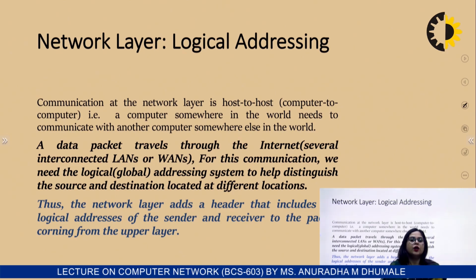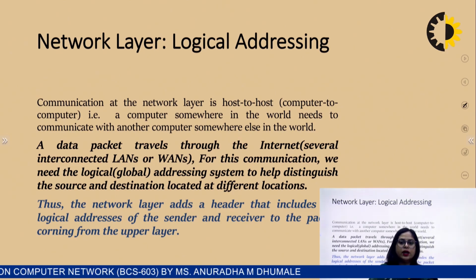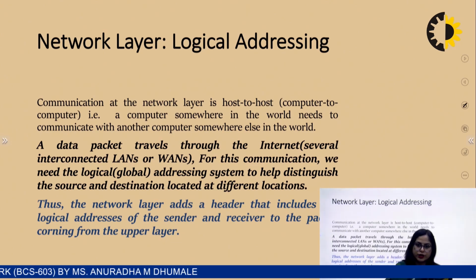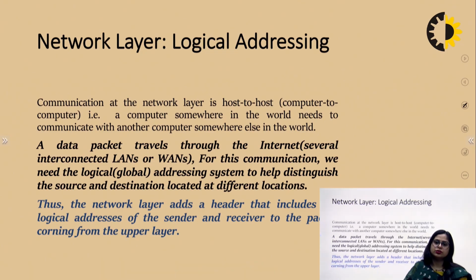After that, logical addressing. In the network layer, logical addressing is a very important term. A logical address is used to identify the source and the destination. Communication at the network layer is host to host, computer to computer. That is, a computer somewhere in the world needs to communicate with another computer somewhere else in the world. One network is far away from the other network, and still we can communicate through the network layer.